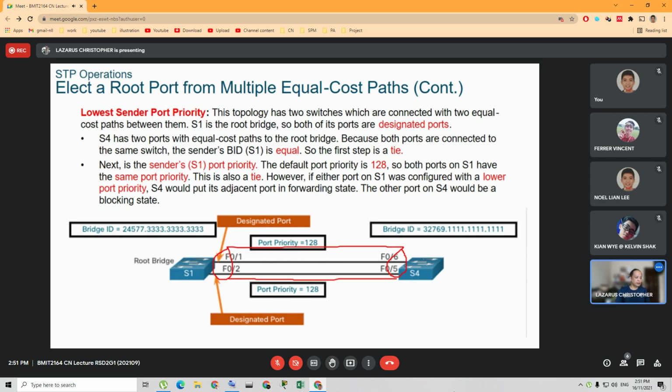Get it? Is it okay? Yeah. But we are not talking about EtherChannel yet. That's the topic for next week, but I just tell you first. Now here in this configuration, since we are not using EtherChannel, these two links are seen as two links, right? So one of them needs to be blocked.